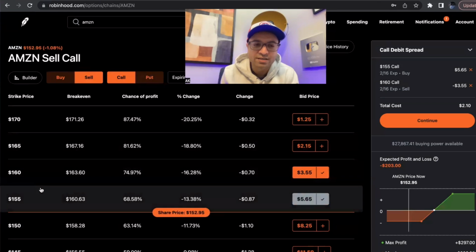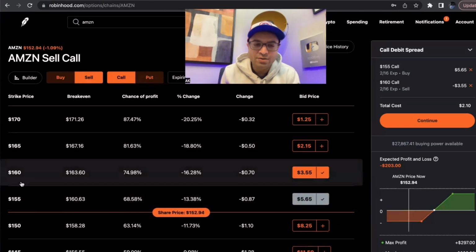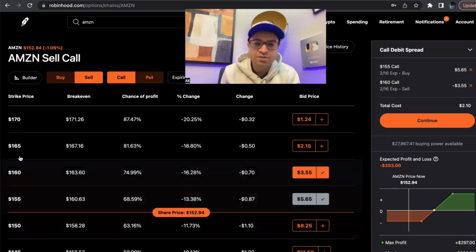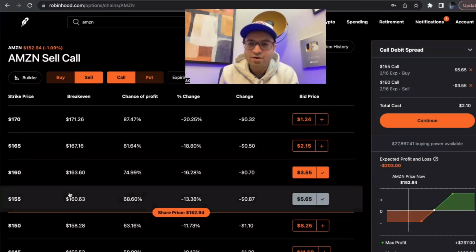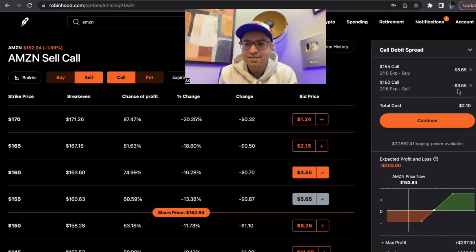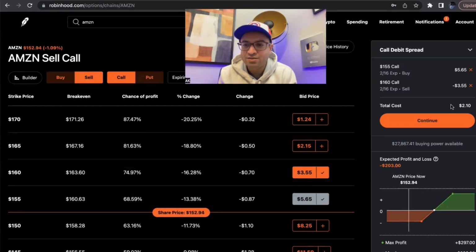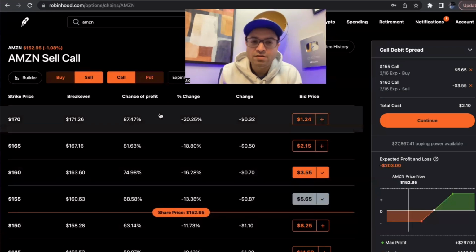So the way it works is the way it calculates it is the difference in the premium is minus from the spread. So it was a $5 spread and you're collecting 355, right? So that's why your max loss gets lowered from this 565. And that's where your total cost of 210 comes in because that's your max risk. Okay. So that's how you do a call debit spread.